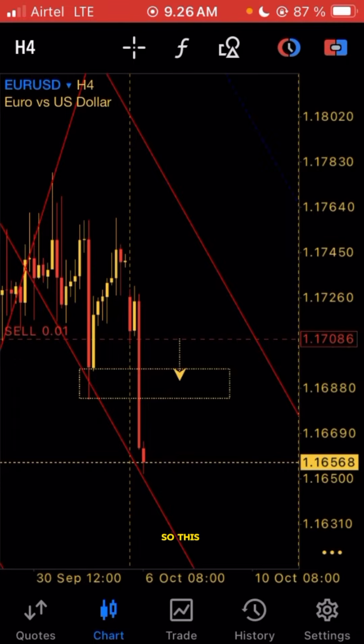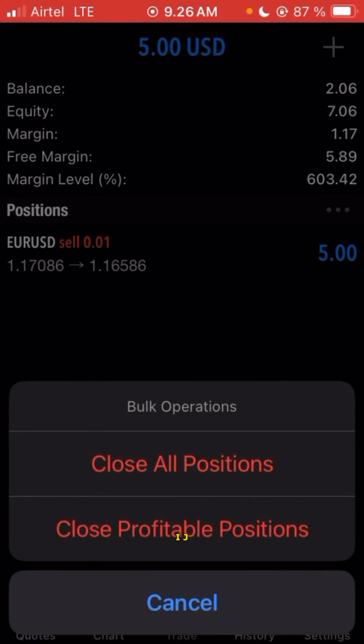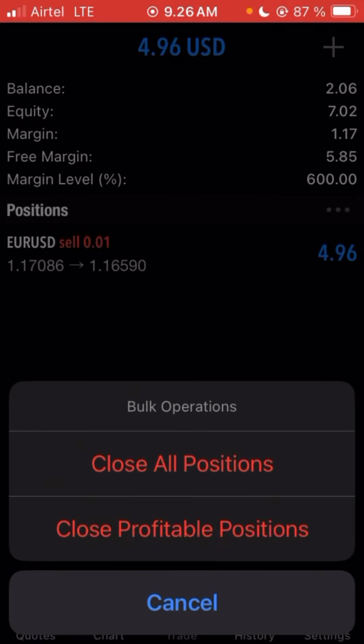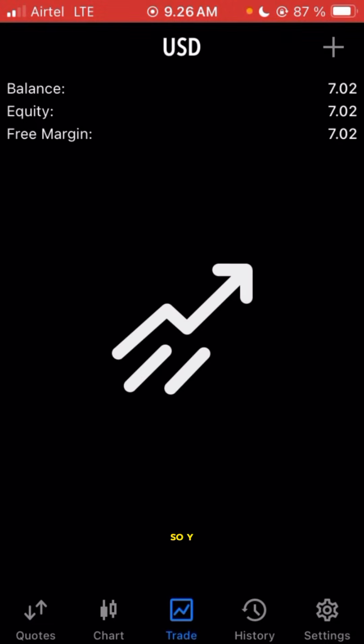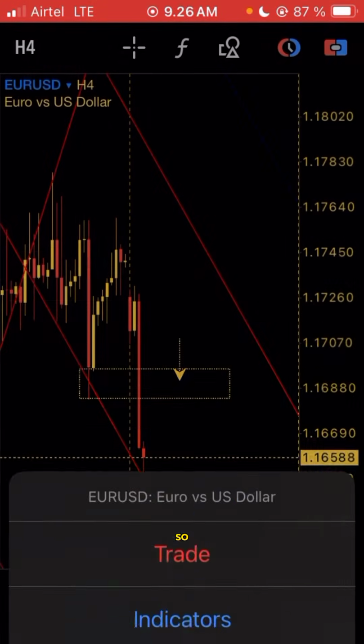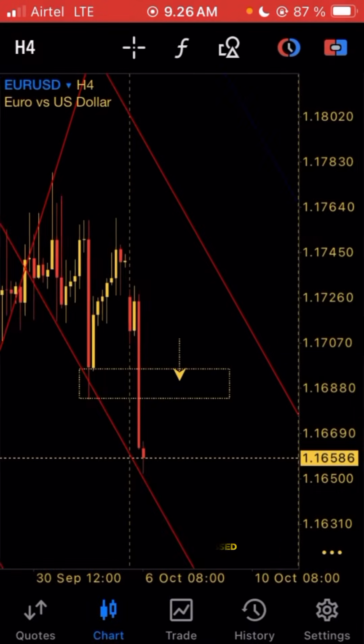So this is it, still with the same Andrews Pitchfork. I just kept it there. It's so big on my chart, it's bringing inconvenience for me, but I left it there for you guys because I want to show you the before and after, the structure. So you see it followed our structure, right? So our TP was smashed and passed, right?